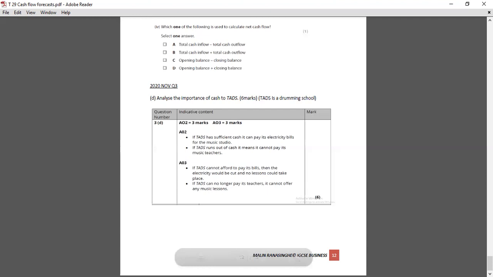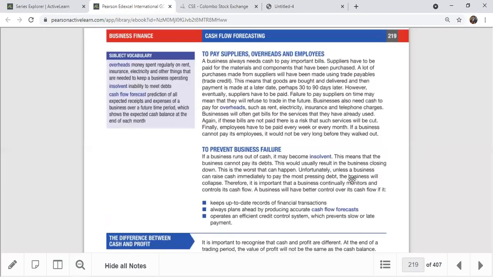You can study the example. Now we just learned what the importance of cash flow is. In the textbook, it says businesses need cash flow to pay their suppliers, overheads, and employees to prevent business failure, right? You can study that, but you must have the knowledge to apply it to different scenarios and contexts. In the 2020 example, it was a drumming school, so you have to say they need to pay the electricity bill for the drumming studio and the salaries and wages to the music teachers.